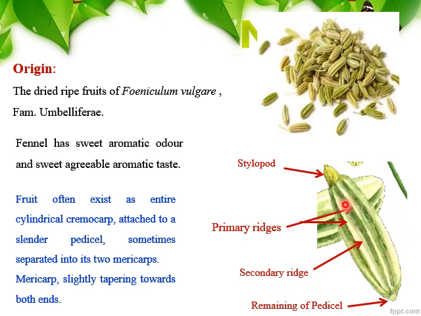The entire cremocarp with characteristic primary ridge, more raised structure. Between two primaries there is secondary ridge, remaining of calyx and sepal, forming stylopod on the upper part and lower part bearing the pedicel or remaining of pedicel. It has slightly tapering structure or appearance toward both ends, upper and lower. This is dried fennel fruit.